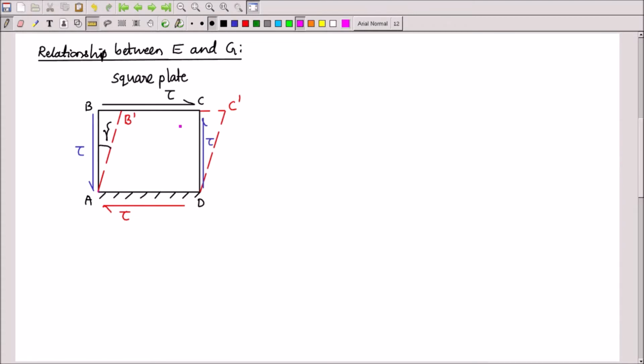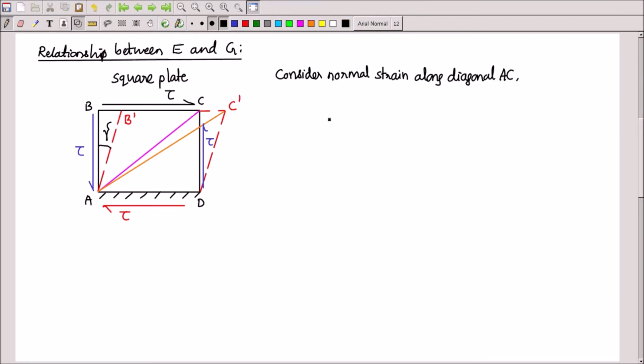I will just draw a diagonal here. If you observe this diagonal after deformation, C has taken a new position C dash. AC is smaller than AC dash. So there is an elongation in the diagonal. So when there is an elongation, I can define normal strain in that direction. So I can define strain along AC, normal strain along the diagonal. Normal strain is defined as change in length by original length. Now what is the change in length for the diagonal? It is AC dash minus AC. AC dash is the final length.